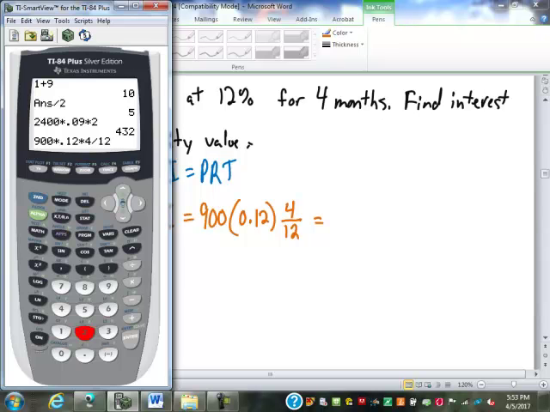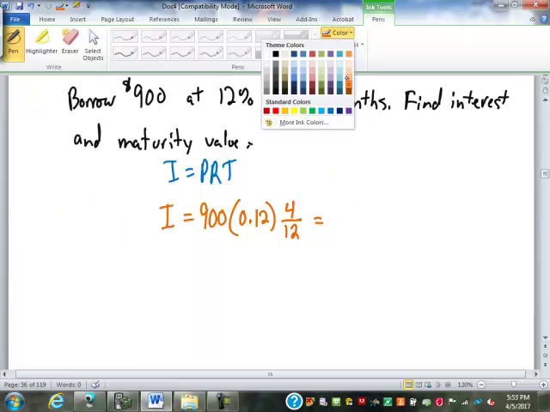Yep. So, when you punch this in the calculator, you could use the fraction key for the 4/12, but sometimes it'll give you your answer as a fraction. And since we're dealing with money, we want it as a decimal. So the easiest way to enter it is just 900 times 0.12 times 4 divided by 12. And it'll give us exactly $36 in interest this time.